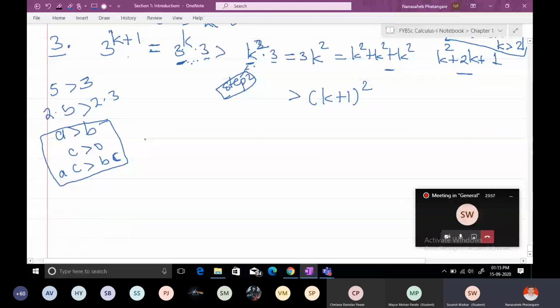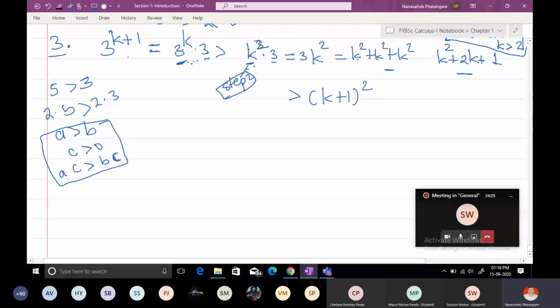But 3 raised to k plus 1 is 3 raised to k times 3, right? What is 3 raised to k into 3? 3 raised to k plus 1 is 3 raised to k into 3. This is true. And now I am replacing 3 raised to k by some smaller amount and keeping the 3 as it is, so the result is smaller. But this is certainly 3 times k square.